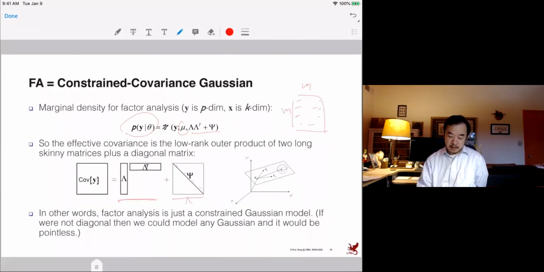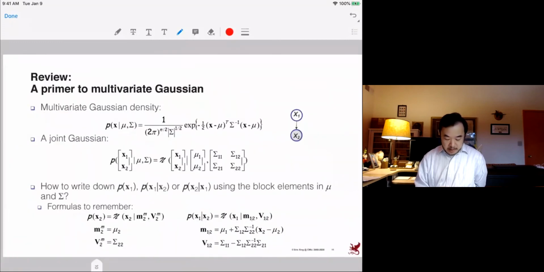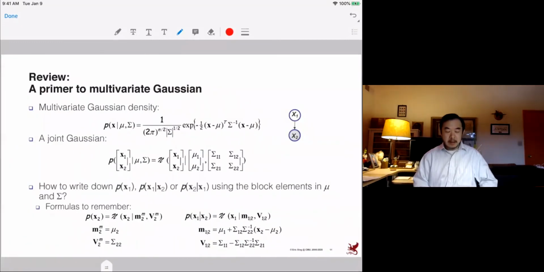Reverse engineer means that you actually don't have the X yet, you have only the Y, but you believe that the X or the Y has this kind of low rank structure. And then you figure out what is the X and what is the lambda and the phi. Okay.